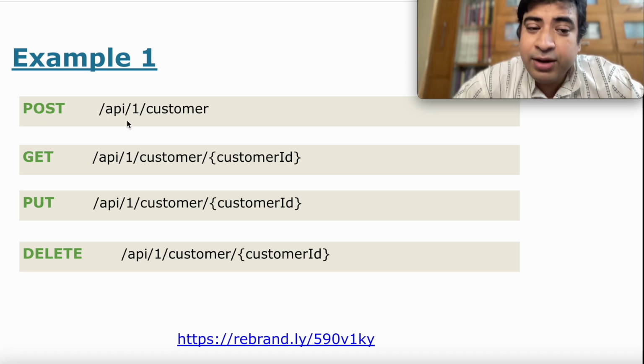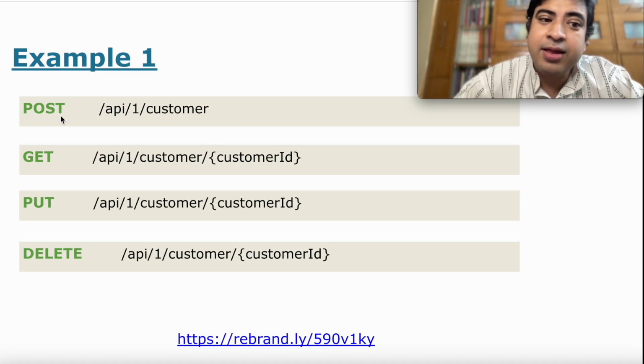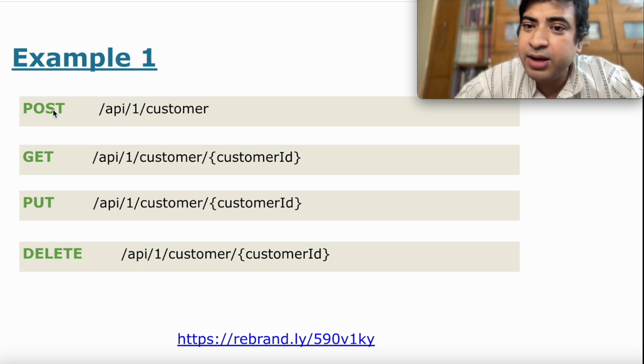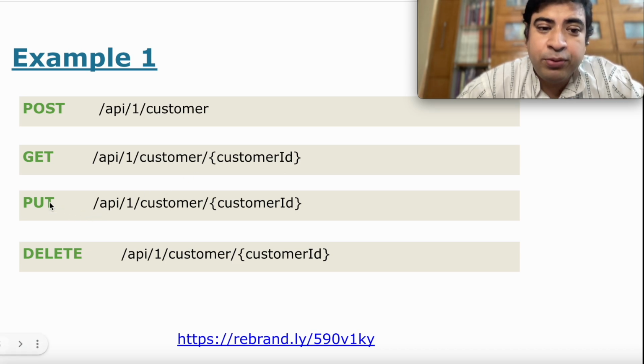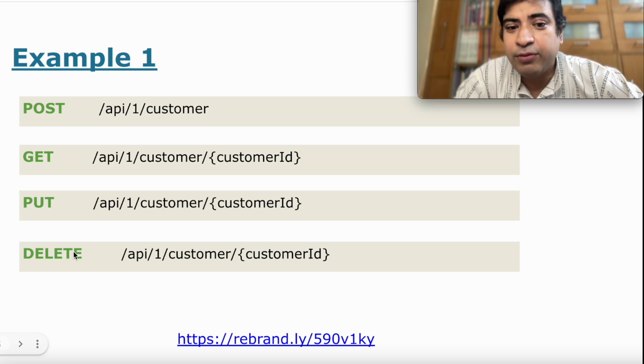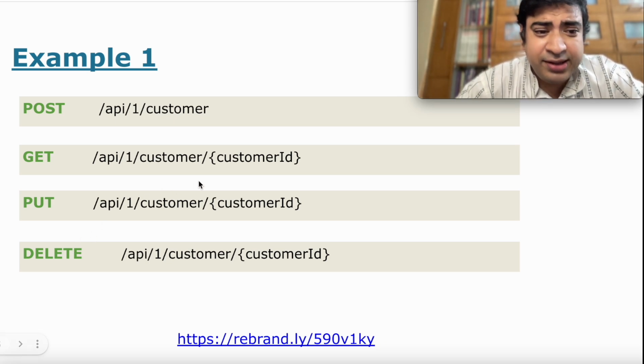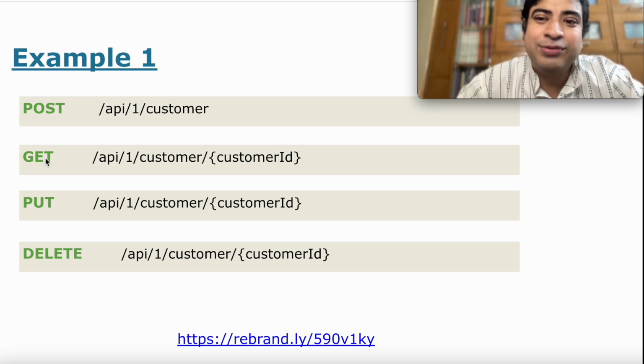So we can use the same URL type to either create, so the POST is normally used to create the customer, and the GET is used to retrieve the customer, and PUT is used normally to update the customer, and DELETE is used to, of course, remove that customer. You can see that similar kinds of URLs, but with a different action, are used for different purposes.